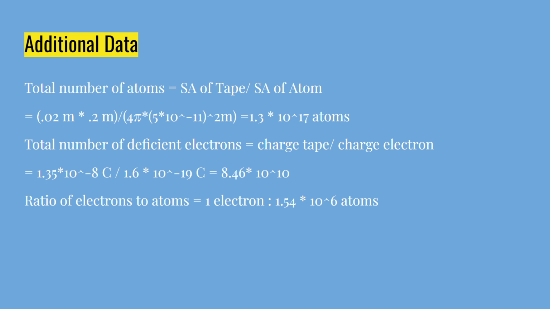Now, this basically shows you what the net is and why it was positively charged, because of how many electrons you'd have to lose to get to that charge. Ratio of electrons to atoms: we just did 1 electron to every 1.54 atoms. We got that just by comparing our two numbers.